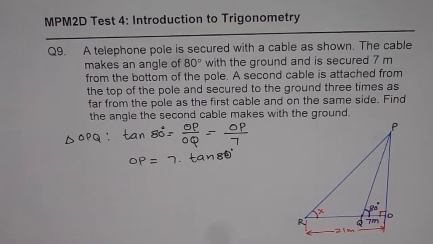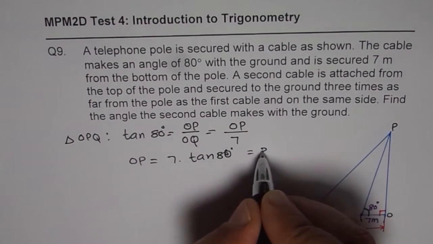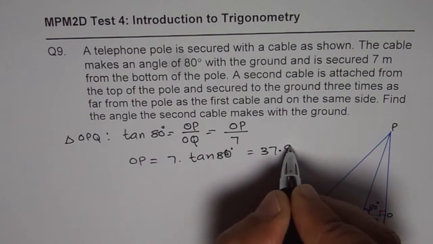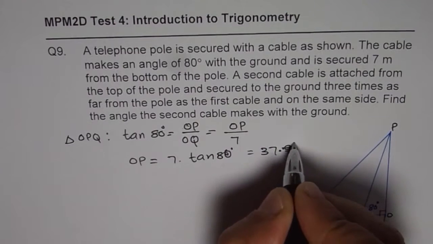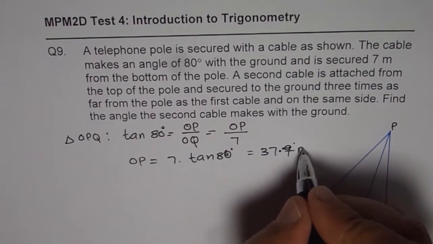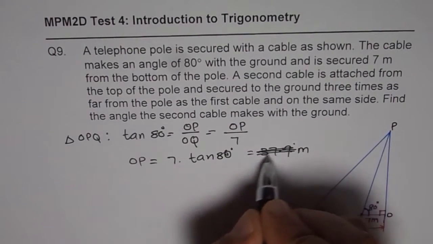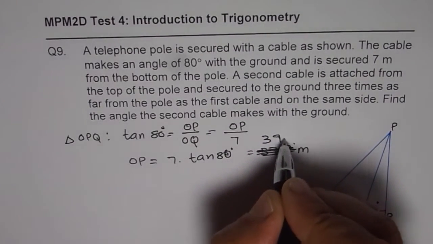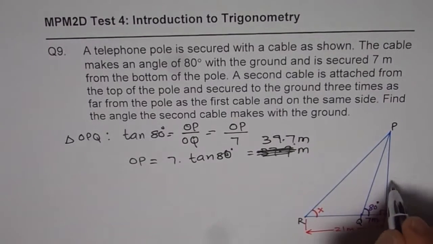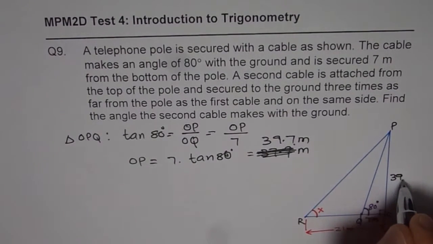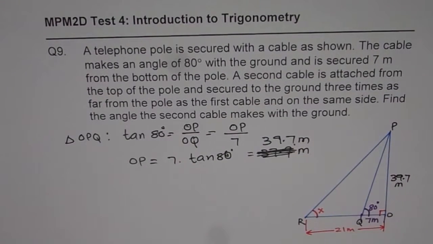39.69. Let me write this as 39.7. So it is 39.7 meters, correct. So we get OP as 39.7 meters. Since we know OP, we can now solve the bigger triangle.